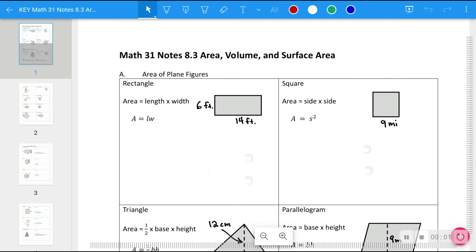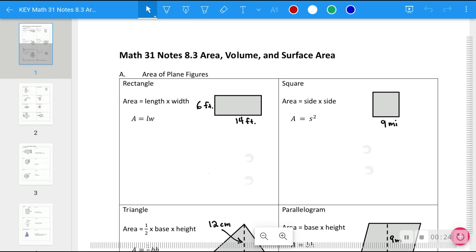Okay, welcome to the notes for Math 31, Section 8.3, and this will be a two-part series. I'm going to do area first, and then I'll do volume and surface area, the three-dimensional shapes, on the second video.